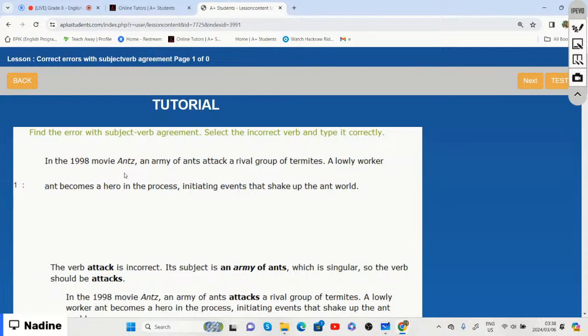So they're saying that the verb attack is incorrect. The reason is that the subject is an army of ants, which is singular. So the verb should be attacks, not attack, because remember we said that a singular subject takes a singular verb.